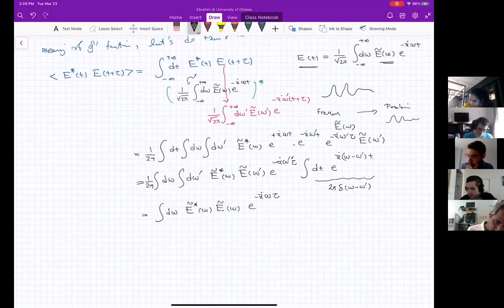Good. So E tilde of omega is the Fourier transform of the field.